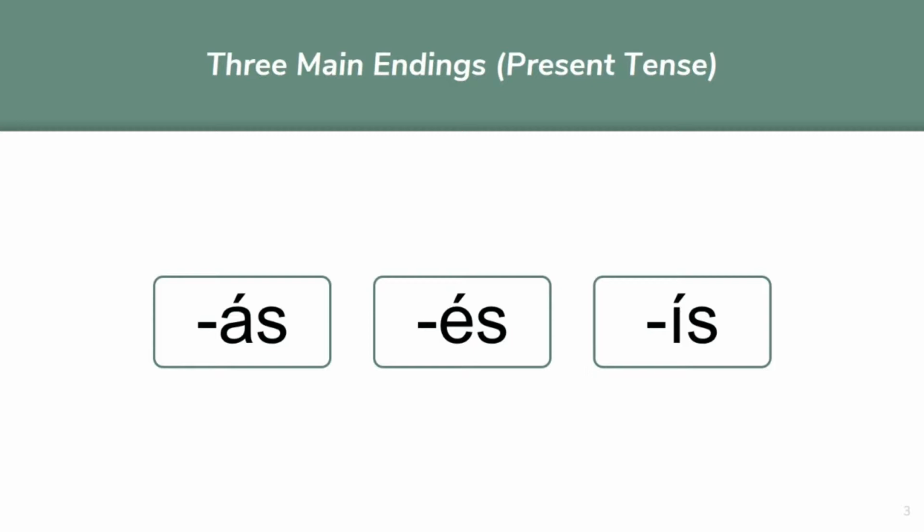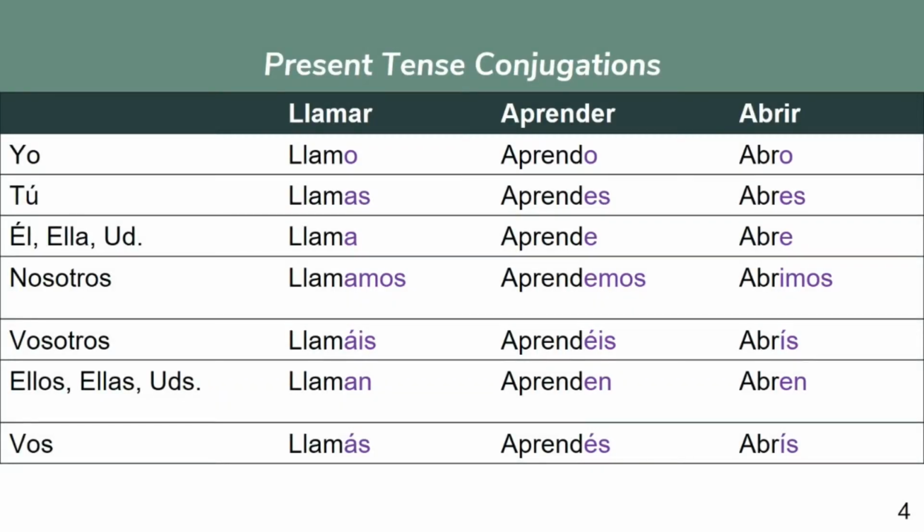So let's talk a little bit with some examples to help clarify. Starting with llamar, which is an AR ending verb, you would have yo llamo, tú llamas, él, ella, o usted llama, nosotros llamamos, vosotros llamáis, ellos, ellas, o ustedes llaman, y vos llamás. So as you can see there, the A and the S replace the AR in the verb ending.